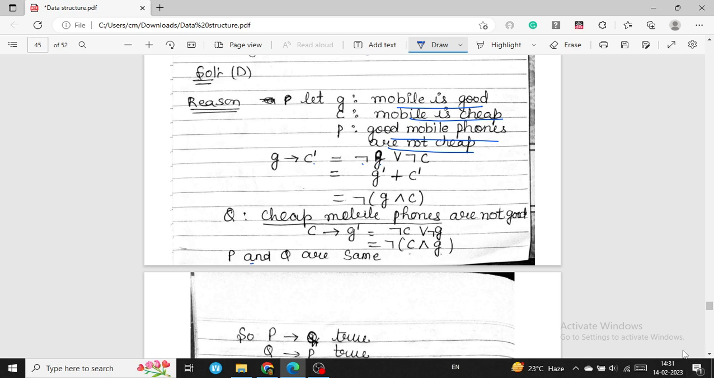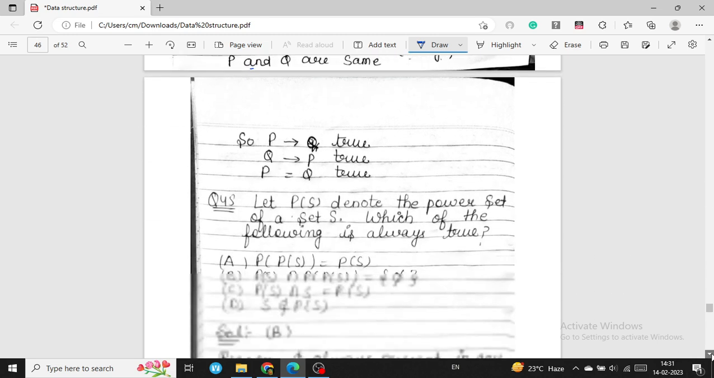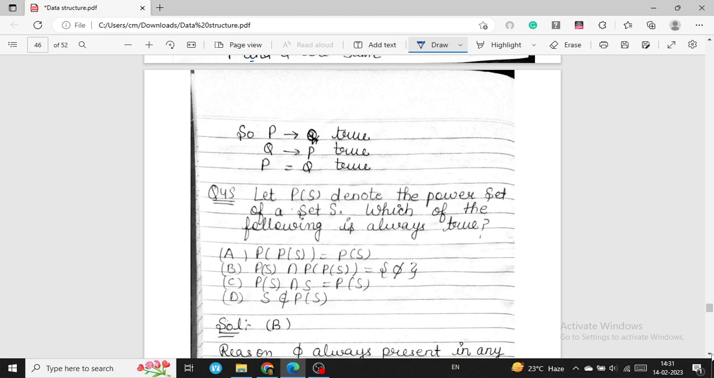So now next. If we write P implies Q, that is true. Q implies P, that is true. P equal to Q, that is also true. So the answer is L, M, N are all true.